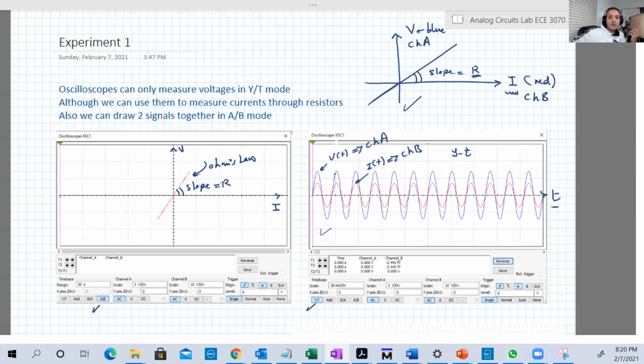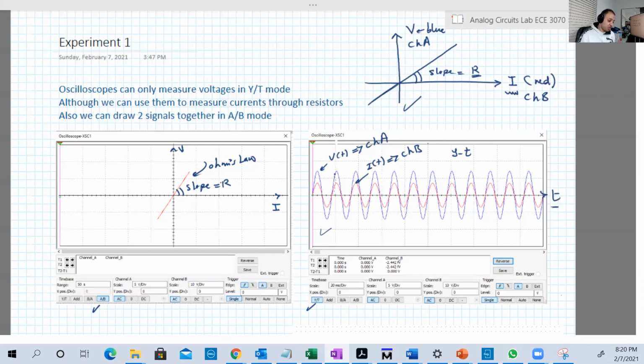Oscilloscopes measure only voltages. They are voltmeters. Always the input current to the oscilloscope is zero. You can't connect an oscilloscope in series with something. It will be an open circuit for sure. Okay. So how can we measure current?